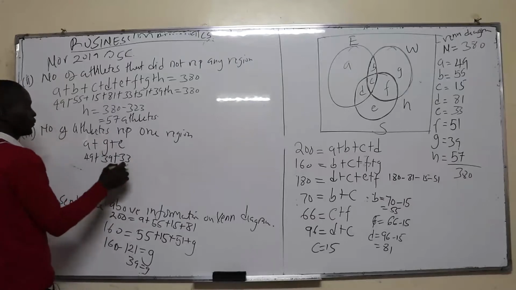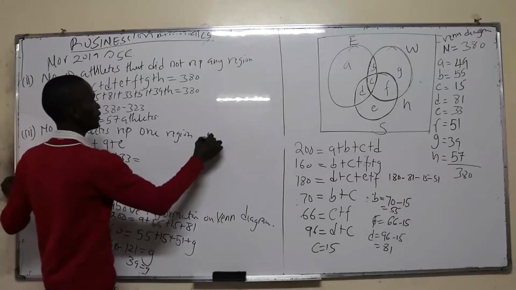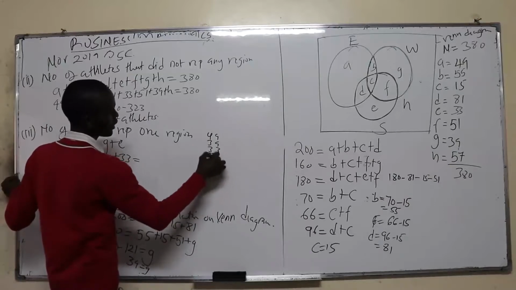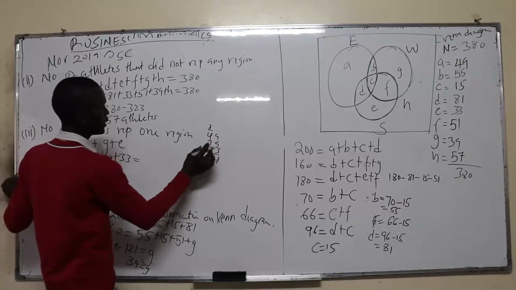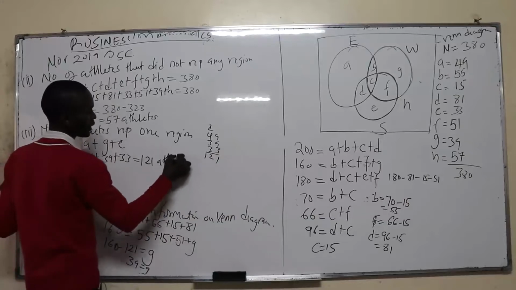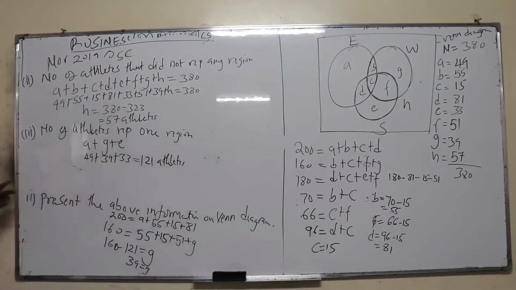Then after doing that, you go to question two. Roman one was to present the information on a Venn diagram. It is there. Then Roman two, the number of athletes that were not representing any of the region. It is H, okay? So Roman two, number of athletes that did not represent any region.